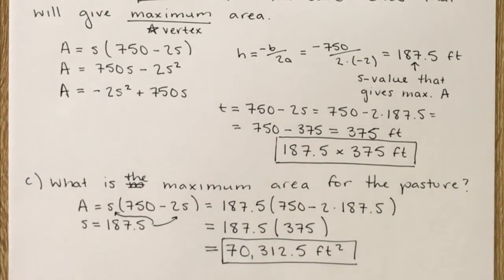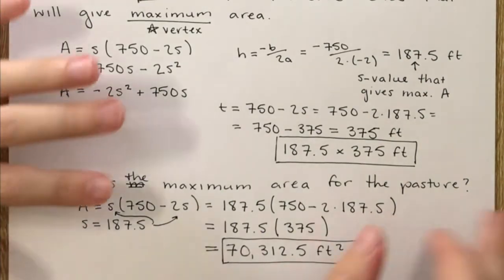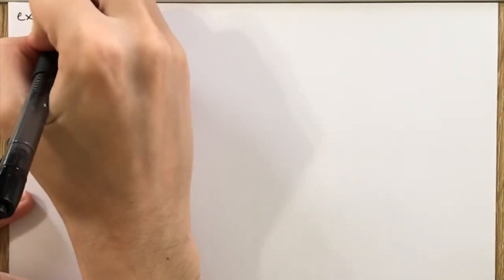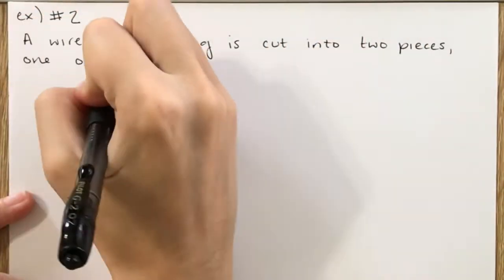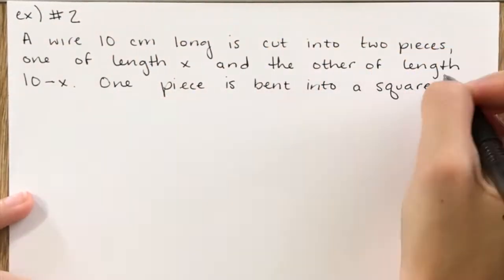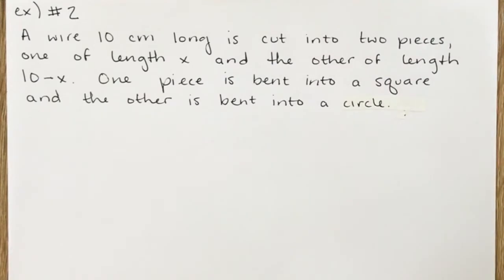And that's the answer. Okay, one last problem I would like to look at. This one is from the lab manual, number 2, again from the section Polynomial Modeling. I'm going to copy it here. So we've got a wire, and that wire is 10 centimeters long, and we cut it into 2 pieces. We cut one piece that's length x, and since we had 10 to start with and we've removed x, then we have 10 minus x left over. And one of those pieces is bent into a square, and the other is bent into a circle.